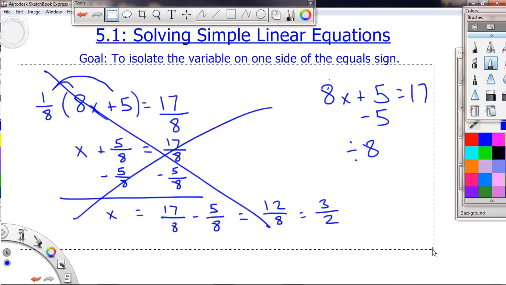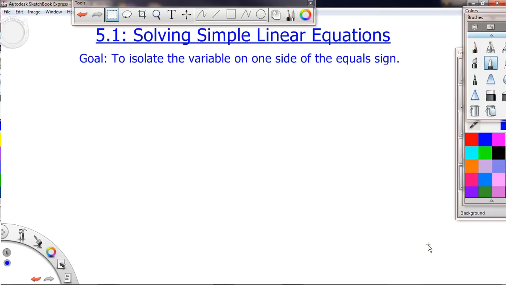Okay, the last type of problem that you're going to run into in 5.1, and you're not even going to run into it tonight on your homework, is when you have x's on both sides of the equation. It really doesn't change much. So let's do it again. 3x minus 5 is equal to 5x plus 1.